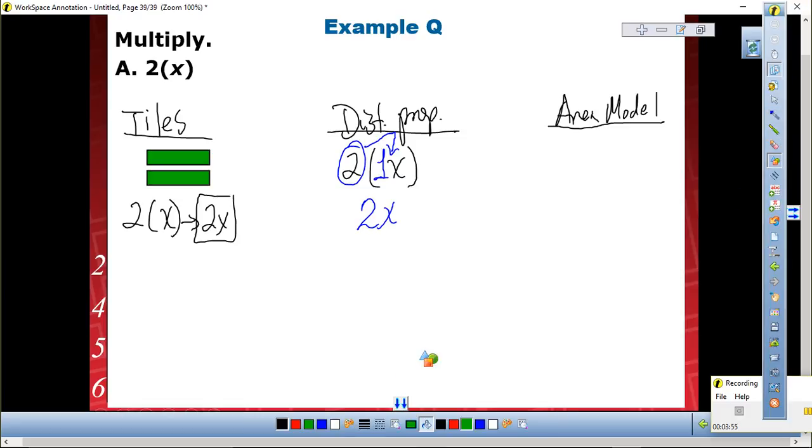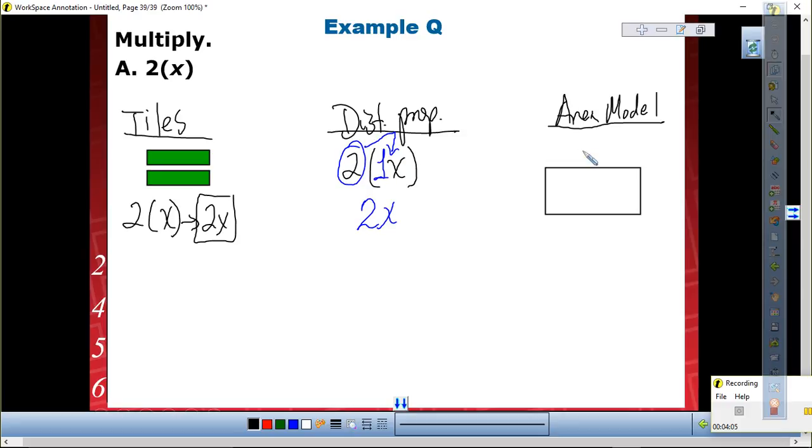And the last method is using the area model. I'm going to draw a nice rectangle here, nice and straight. If you can draw one just like mine. And I'm going to write on top the x, and on the height, I'm going to write 2. And once again, the coefficient is 1, therefore 2 times 1 is 2, and I bring down the x, and that's the area.